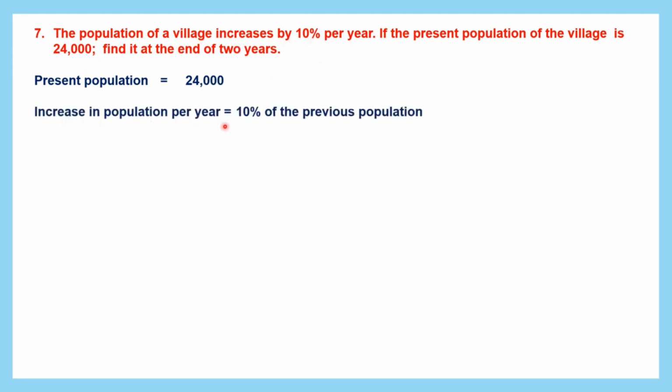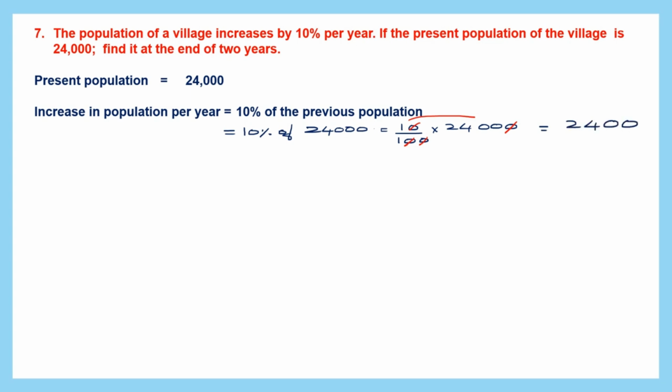So the increase in population per year is 10% of the previous population. So that will be 10% of 24,000. That is the previous population. So let's work this out. So this is 10 by 100 into 24,000. So here I can cancel 1 0, 1 0, one more 0. So what do I have? I have 1 into 2,400. So the increase in population per year is 2,400.